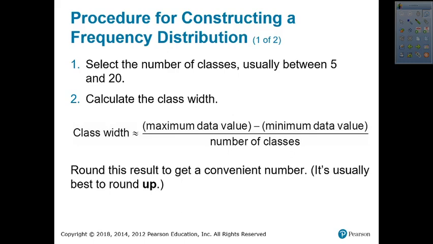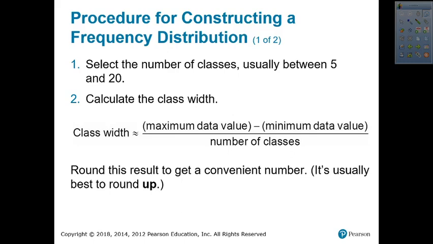To get the class width, generally speaking, people find the range of values. In other words, the highest value minus the lowest value, maximum data value minus minimum data value. Then you divide that by the number of classes you want to have. So let's say you wanted 10 classes, and the highest value is 200, and the lowest value is 95. Then you would do 200 minus 95, and that would be 105. Then you divide that by 10, and that would be 10 point some number. Then you just round up to the nearest whole number. So your class width would be 11 or something bigger than 11, say 15.